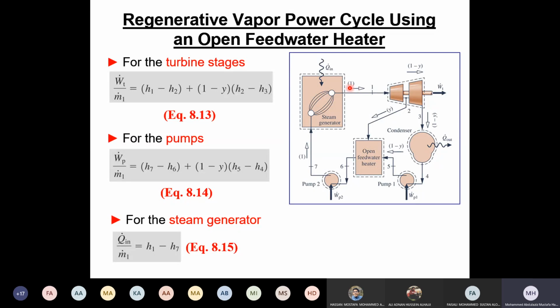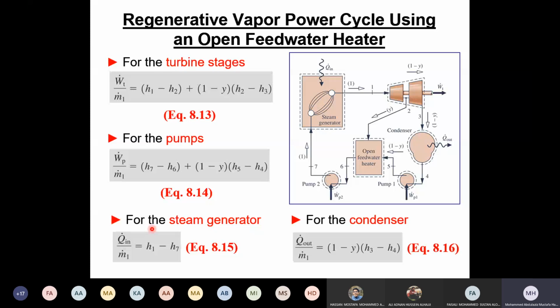Okay, so now we have W turbine and W pump. We subtract them and divide by QH. This will give us the efficiency. And of course Q out: if I ask you what's Q out, you say the mass multiplied by delta H, so it's (1 minus y) times (H3 minus H4). Once we have done this, we calculate the efficiency, either 1 minus Q out over QH, or W turbine minus W pump over QH.